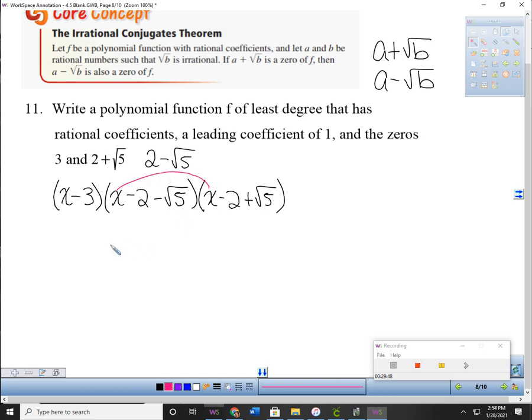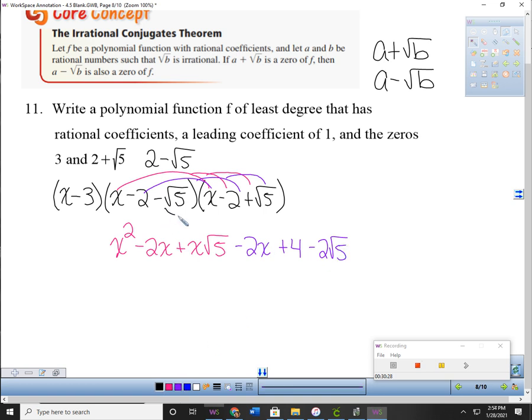together. So x times x gives me x squared. x times negative 2 is negative 2x. x times the square root of 5 is x square roots of 5. You just smash them together. All right, then we've got the negative 2. So negative 2 times x is negative 2x. Negative 2 times negative 2 is positive 4. And negative 2 times the square root of 5 is a negative 2 square roots of 5.